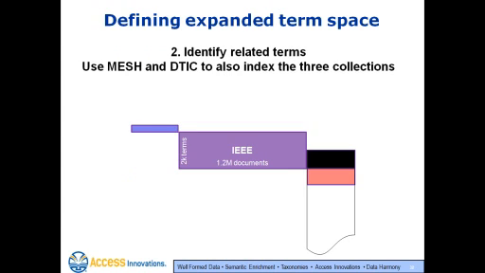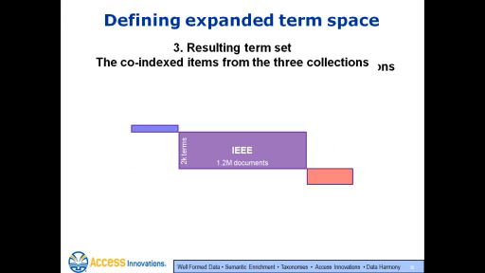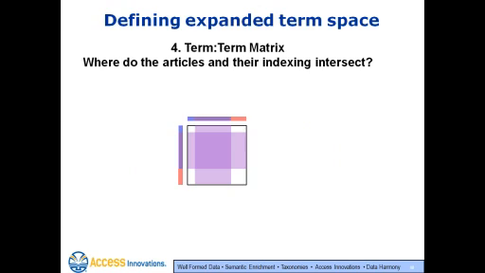And then, just to be comprehensive, we used the MeSH and the DTIC to also index all 3 collections. And what we got were slices of data where the terms were applied so that we could look at some of the overlaps. So then we had co-indexed items from all 3 collections, something that got index terms from all 3 collections. And we made a term-to-term matrix to see where the articles and their indexing intersected.